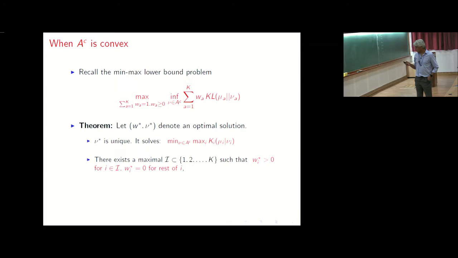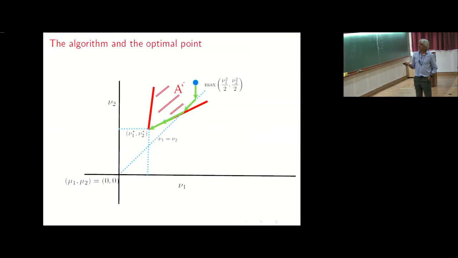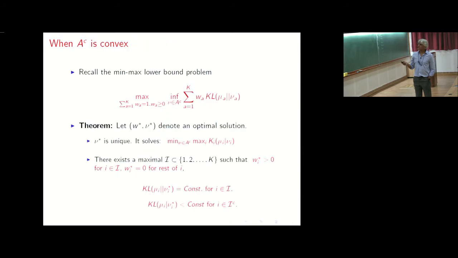So now this is the characterization when A complement is convex. So I don't know if I have a picture of this. Yeah. So my mu is here and A complement is convex and all of this is A, let's say. So the solution W star, nu star has the following characterization. Nu star uniquely solves again the min-max problem. Because again A complement is convex, I can use my max-min theorem.